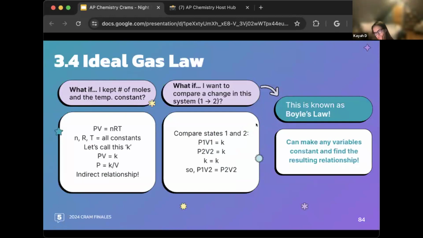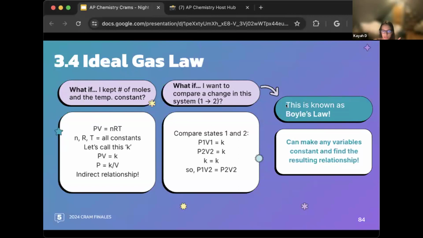And what if I change that? What will happen to these? So starting off, what if I kept the number of moles and the temperature constant? You could also ask yourself, what if I want to compare a change in the system from 1 to 2? And this is known as Boyle's law, right?